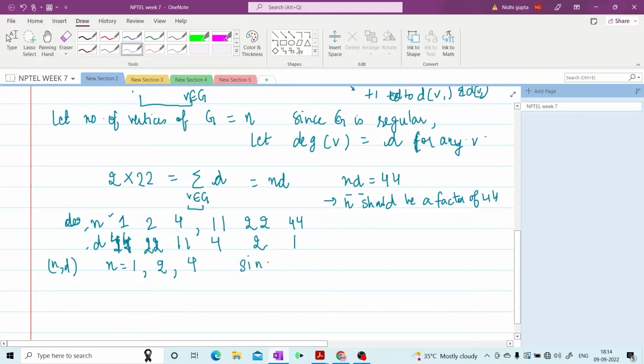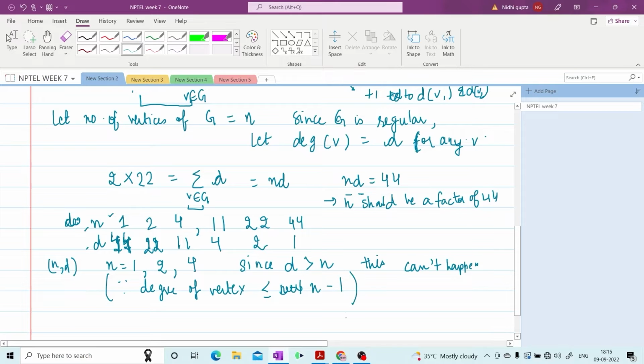Since d is greater than n, this can't happen, because the degree of a vertex is at most the number of vertices minus 1.